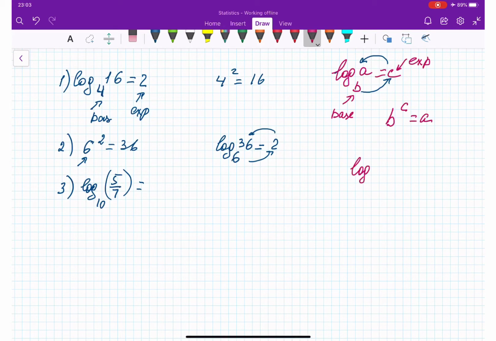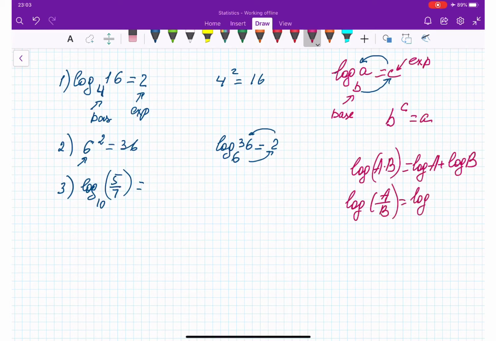When we have logarithm a times b, that is equal logarithm a plus logarithm b. If we have logarithm a over b, that is equal logarithm a minus logarithm b, which means product of logarithm we can convert into addition, sum of logarithm, and division of logarithm we can convert into subtraction of logarithms.